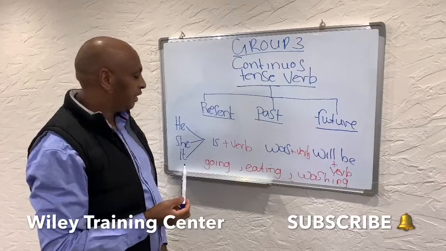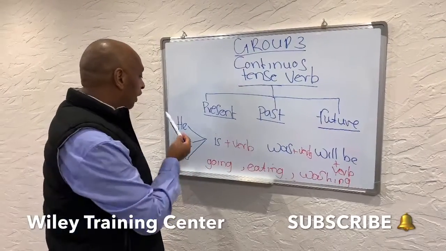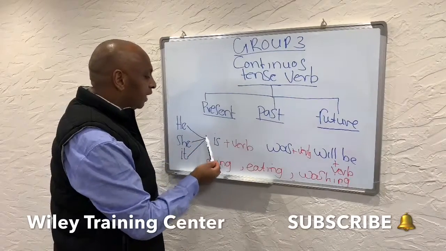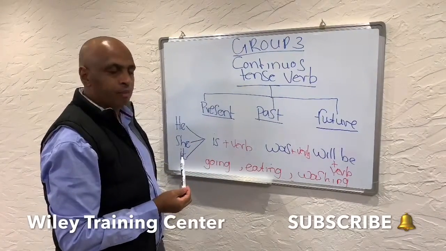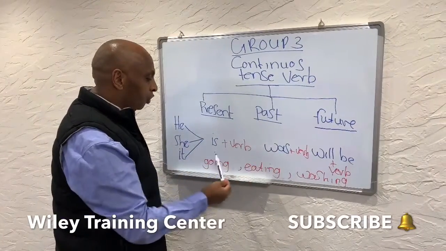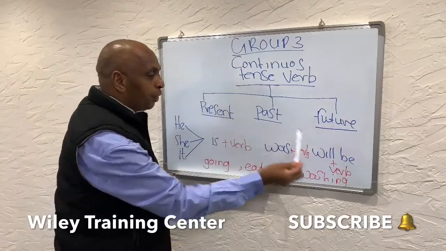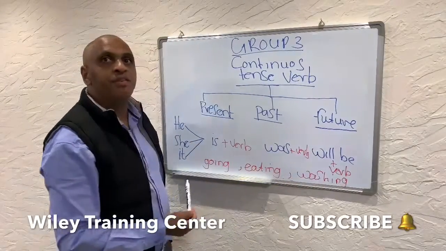Let us look at an example using the word going. He, she, it is going. The present tense. He, she, it was going. The past tense. He, she, it will be going. The future tense.